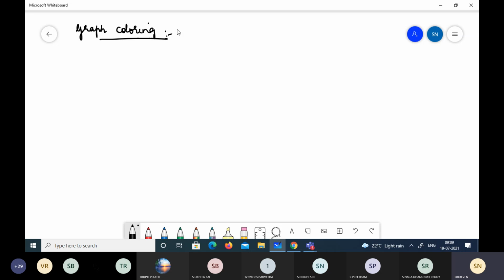So we will be given a graph G, and we have to color it with the minimum number of colors. Let G be a graph and m be a positive integer. So let's consider a graph G, and let m be a positive integer. m denotes the number of colors required to color this graph.